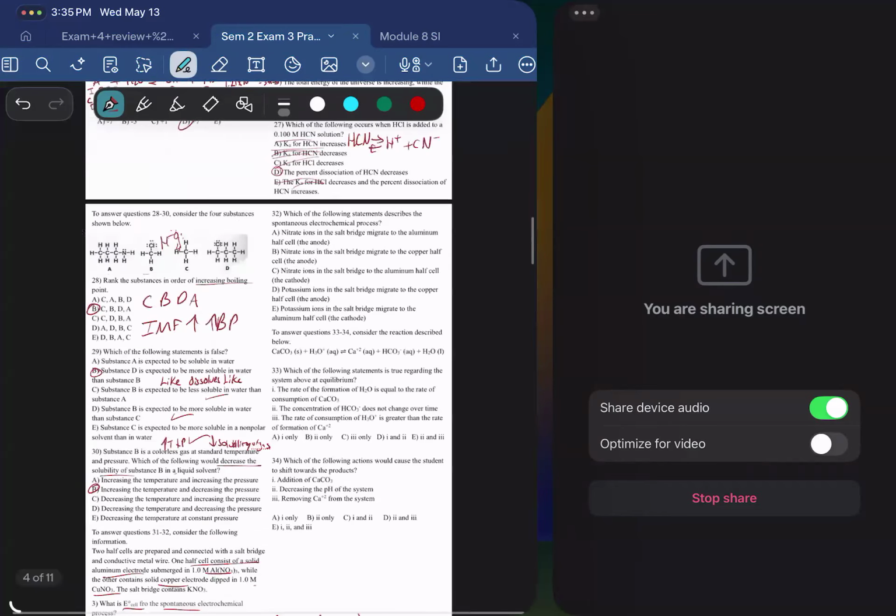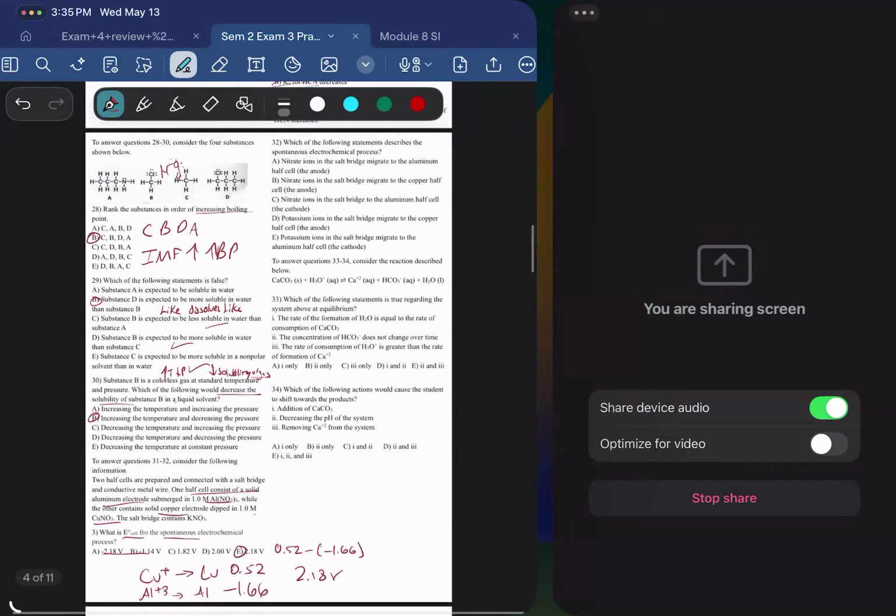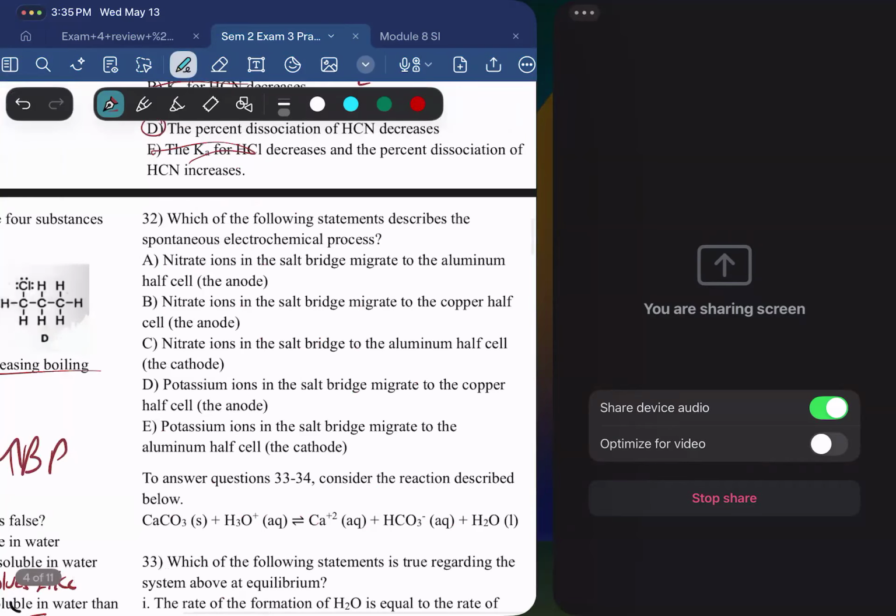Question 32 describes the spontaneous electrical process. So they're talking about the salt bridge and where it's going. We know that aluminum has to be the anode and copper has to be the cathode. So whichever one is correct there.